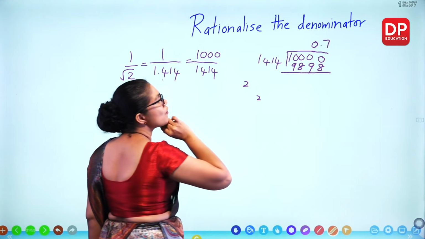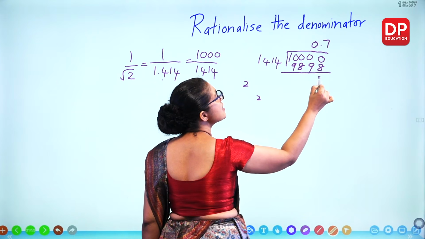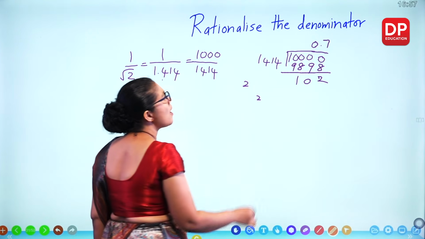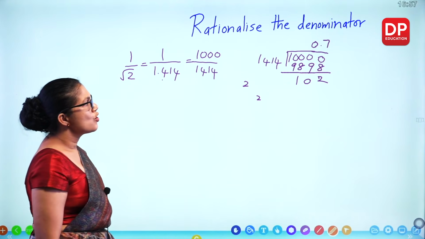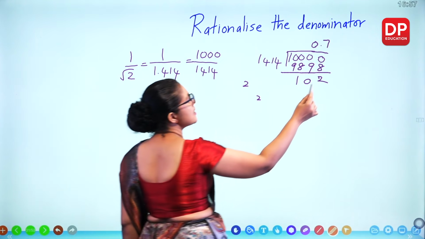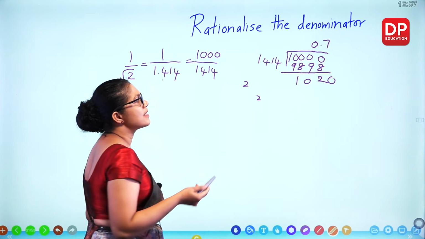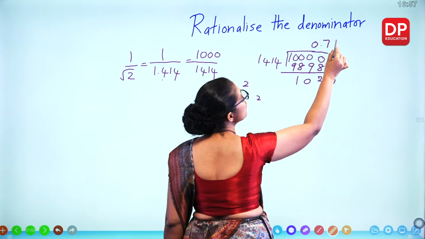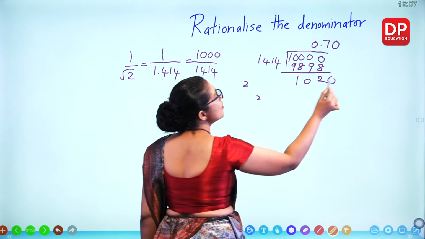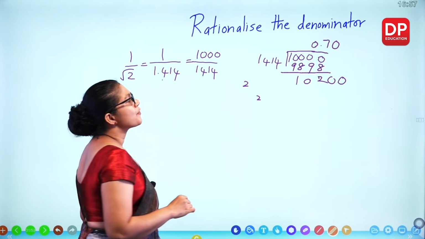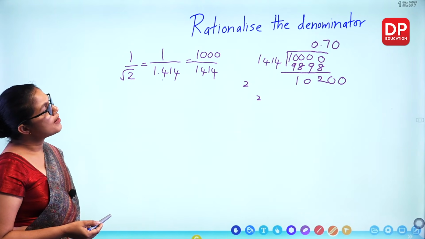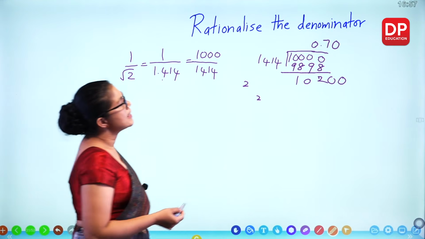When you subtract, what do you get? 10 minus 8 is 2. 9 minus 8, 1. So 102. Then divide it again. 1020. 1414. So here we put 0. Then you have to look at 10,200. So for 10,200 again, you get 7.